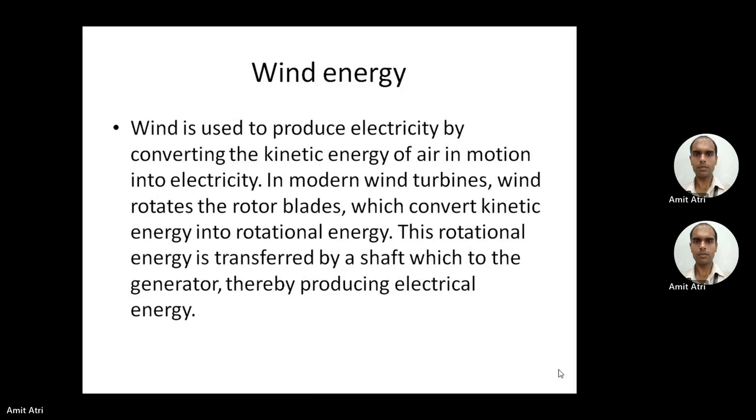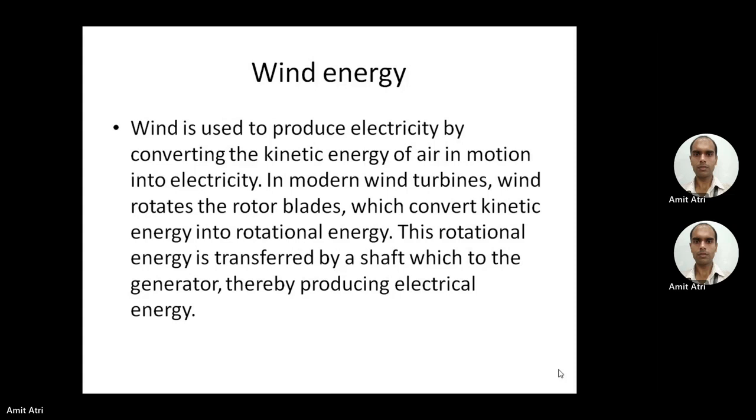In modern wind turbines, the wind rotates the rotor blades, which convert kinetic energy into rotational energy. Okay, this rotational energy can be transferred by a shaft to the generator, thereby producing electrical energy. How does it work? The wind, having kinetic energy, transfers it to the rotor blades, which are connected to the generator via the shaft, and that generator produces electrical energy. So it is converting kinetic energy, a form of mechanical energy, into electrical energy.